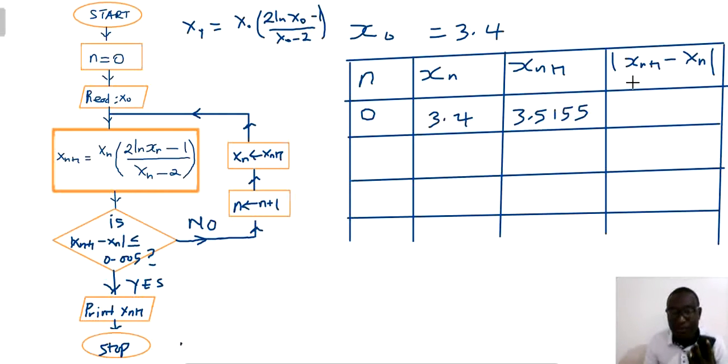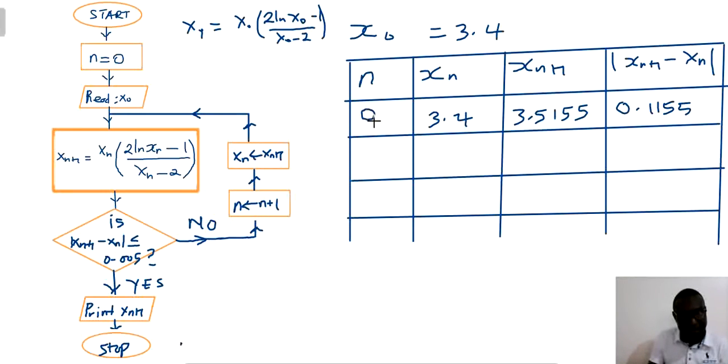So we have x naught and we have x1. We need to compute the error, this minus that. The error is 0.1155. We left this box, we computed that. Now we are in this box. Is xn plus 1 minus xn less than 0.005? The answer is no. This value here is bigger than this. That means we have to dry run again.